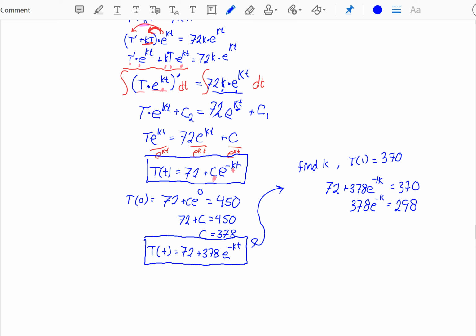Now we'll divide each side by 378. And I'm going to write my decimal to 4 places. Of course, to be more accurate, you probably should just leave it as a fraction, 298 over 378, but I'm going to write it to 4 decimal places: 0.7883.